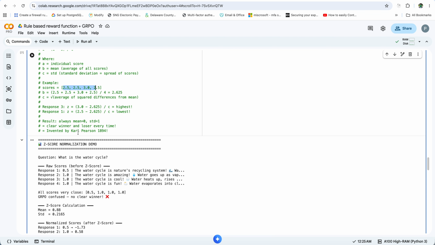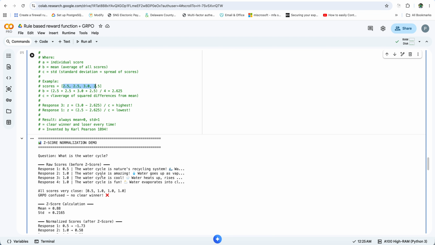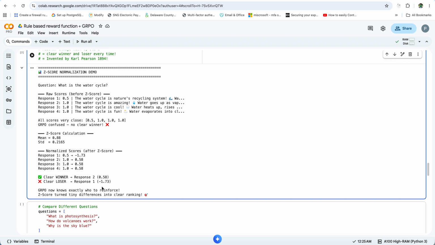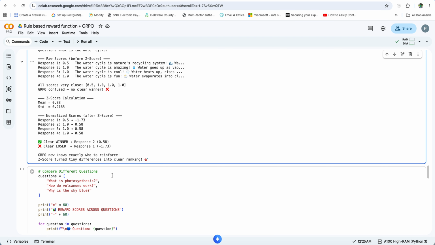It was invented by Karl Pearson in 1894. So using the Z-score, they are able to find out the clear winner is response 2, because it has a 0.58 score. So those are some of the problems.